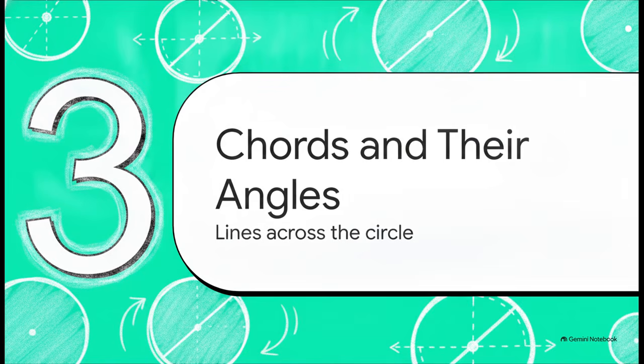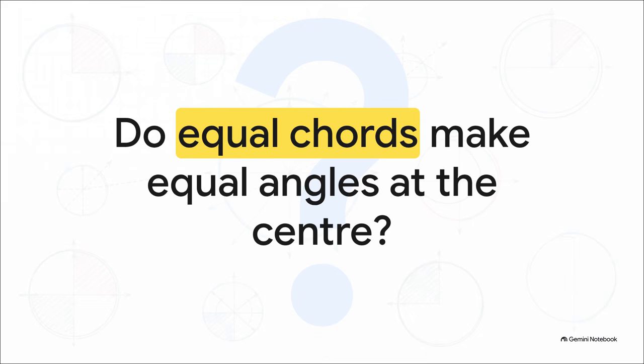Section 3. Chords and their angles. Okay, so we know what a chord is now, but how do these straight lines that cut across the circle actually interact with our center point? Here's a little Socratic question for you. Think about it, yeah? Do equal chords make equal angles at the center?